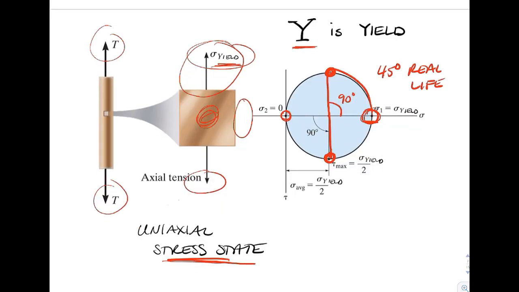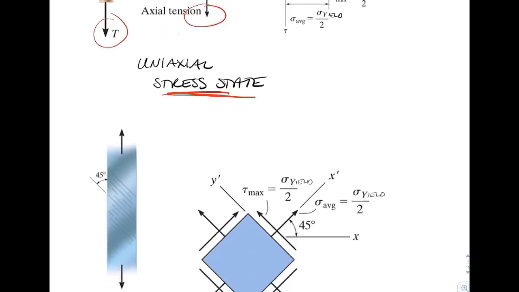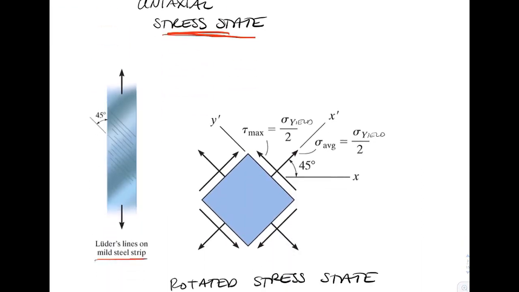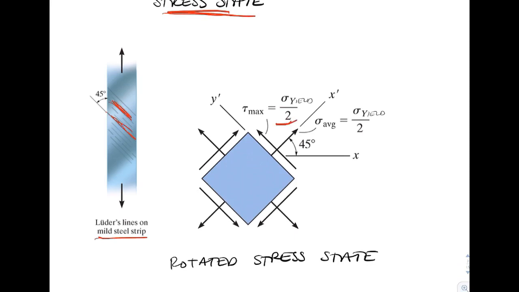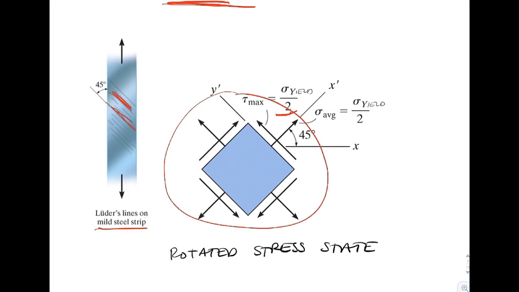So back here, 45 degrees in real life would be the transformation from the initial uniaxial state of stress to maximum shear. Those lines even have a special name, Lüder's lines on mild steel. Those would be the lines of failure or yielding. At tau max, which would equal sigma yield over 2, this would be the state of stress. With those lines at 45 degrees, clearly tau max must be important.